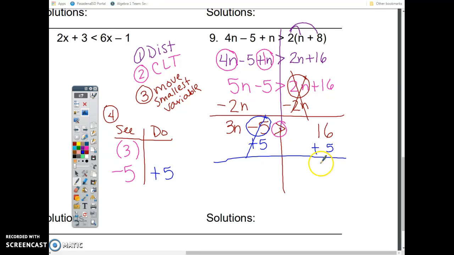16 plus 5, 21. Bring down the symbol. Bring down the 3n. And then the last step, divide by 3. It's a positive 3. Again, we do not flip the sign. This sign stays the same. So it's n greater than 7.